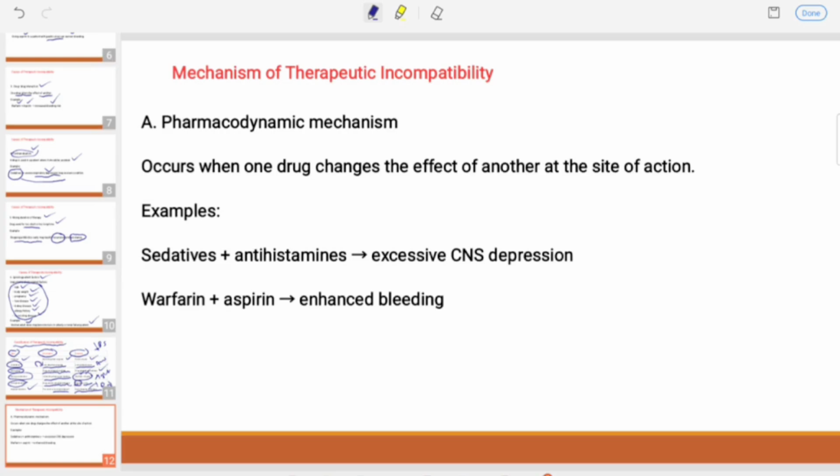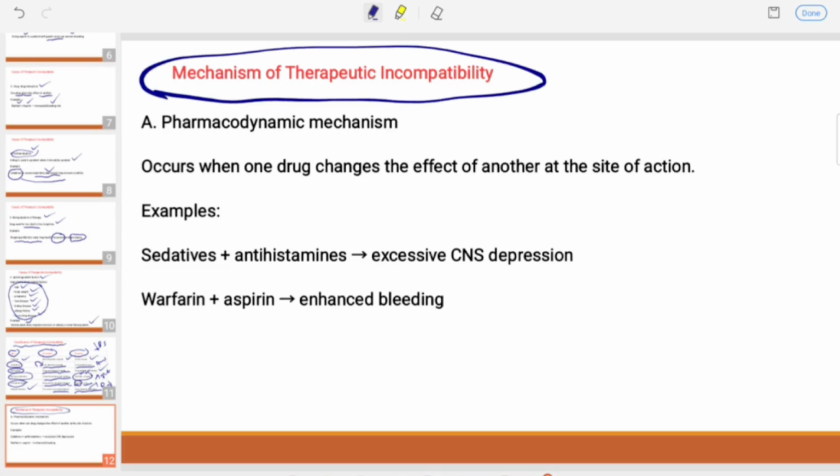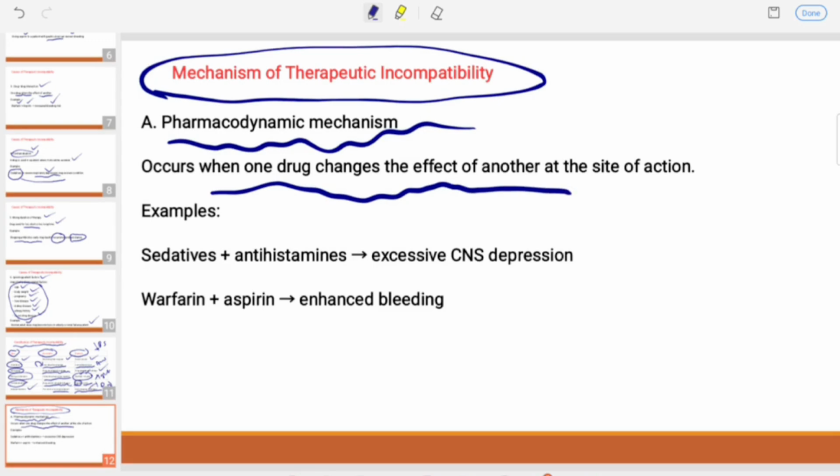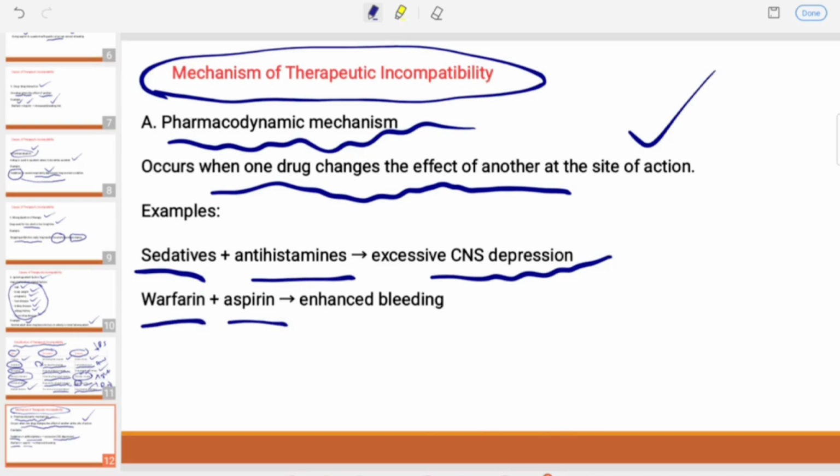Then the mechanism of therapeutic incompatibility. Here there are two mechanisms. The first one is the pharmacodynamic mechanism. It occurs when one drug changes the effect of another drug at the site of action. For example, when we administer sedatives and antihistamines, that will cause excessive CNS depression, and similarly warfarin and aspirin, which is going to enhance the bleeding.